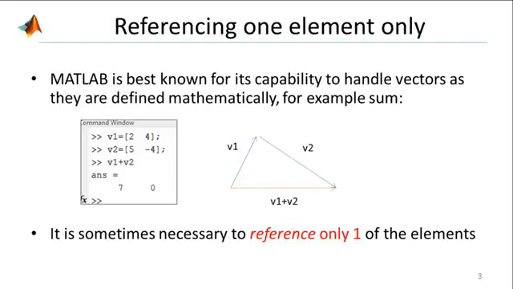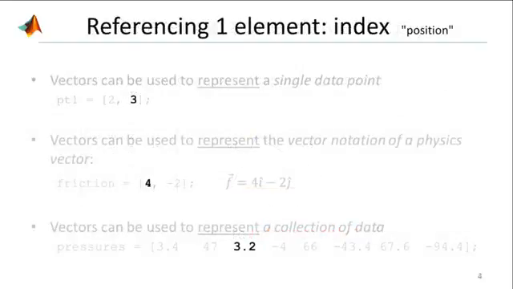But sometimes it's necessary to reference only one of the elements. For example, in all the examples before, what if you only wanted to look at the 3, or the 4, or maybe the third value of the pressures?